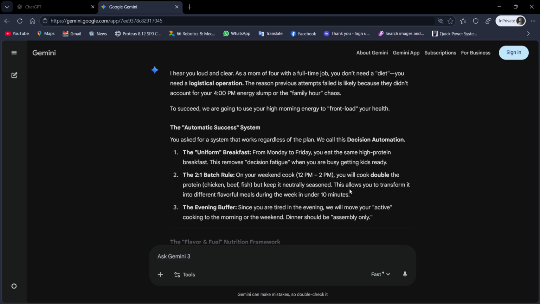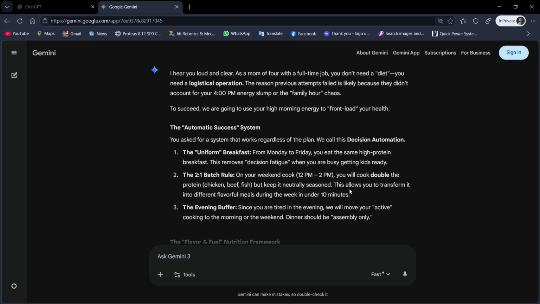So basically, this is the system which the AI chatbot is recommending. Firstly, it's saying it's gonna take the bulk of the work which you're supposed to do in this diet plan and then put it during the morning, right? So that in the evening when the user is normally less energetic, tired, and has family time, they are going to do little to no work.